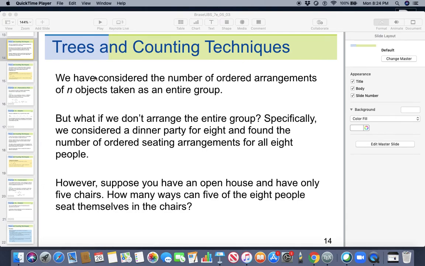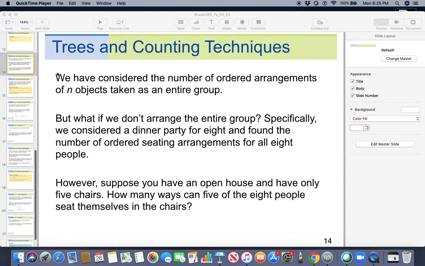Trees and counting techniques. We have considered the number of ordered arrangements of n objects taken as an entire group. What if we don't arrange the entire group? Specifically, we considered a dinner party for 8 and found the number of ordered seating arrangements for all 8 people. However, suppose you have an open house and have only 5 chairs. How many ways can 5 of the 8 people seat themselves in the chairs?